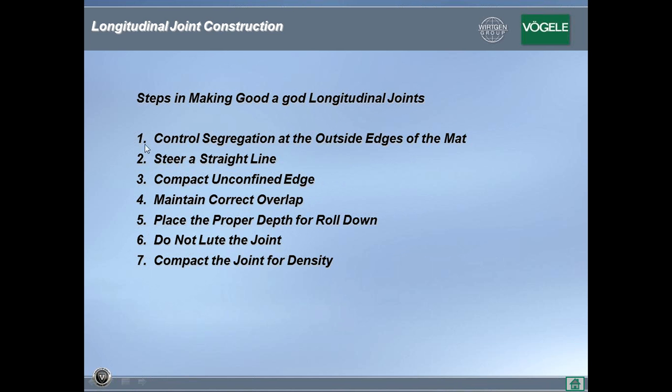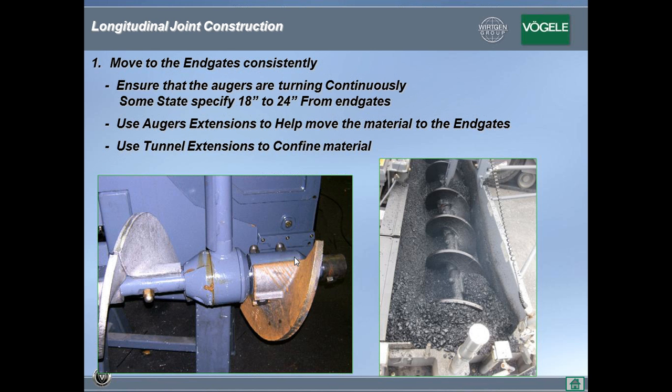Control segregation on the outer edge of the mat. Steer a straight line. Again, you can see how important it is to steer a straight line. It's not only for smoothness, but it's also to maintain a proper joint. Compact unconfined edges. Maintain proper overlap, another controversial subject. Some people are doing things a little bit different. Place proper depth for roll down. Do not loop the joint. Compact the joint for proper density. So let's look at these one by one.